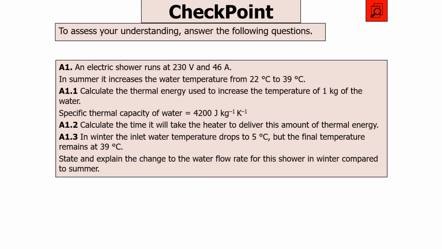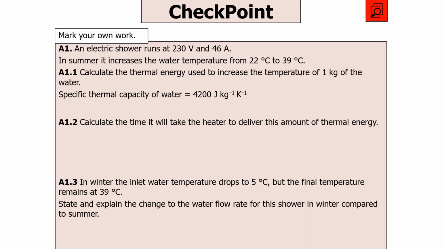The next question says, an electric shower runs at 230 volts and 46 amps. In the summer, it increases the water temperature from 22 degrees Celsius to 39 degrees Celsius. Calculate the thermal energy used to increase the temperature of 1 kilogram of the water. Now, the specific heat capacity of water is 4,200 joules per kilogram per Kelvin. Calculate the time it will take the heater to deliver this amount of thermal energy. In winter, the inlet water temperature drops to 5 degrees Celsius, but the final temperature remains at 39 degrees Celsius. State and explain the change to the water flow rate for this shower in winter compared to summer. So pause the video now, then unpause the video when you want to go through your answer.